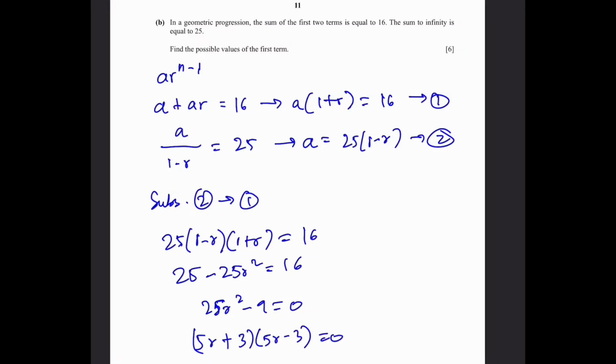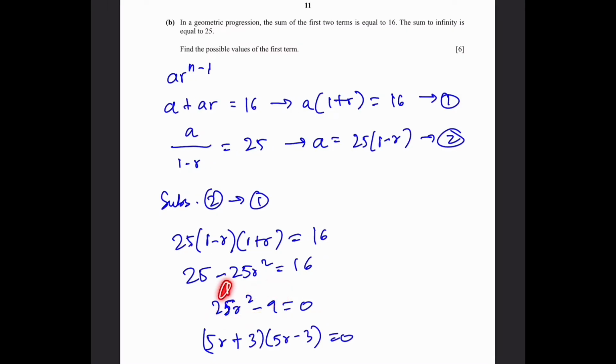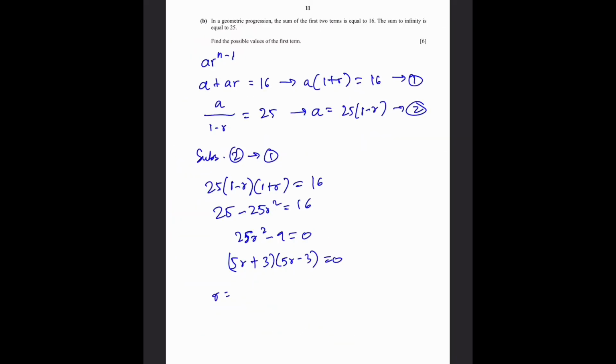Since this is in the form of a squared minus b squared, where a is just 5r and b is 3. And a squared minus b squared is the difference of squares, which is a plus b times a minus b. And now, if this is equal to 0, we need to make sure that each bracket is equal to 0, and each of them will give two different solutions. So r is equal to plus or minus 3 by 5.